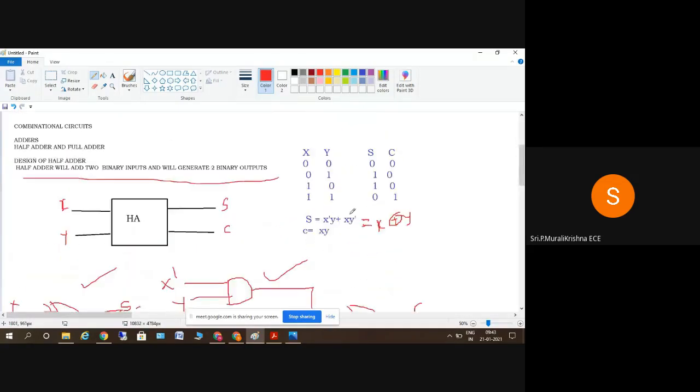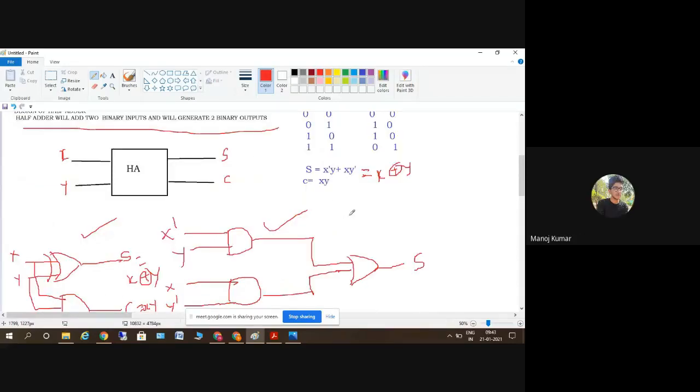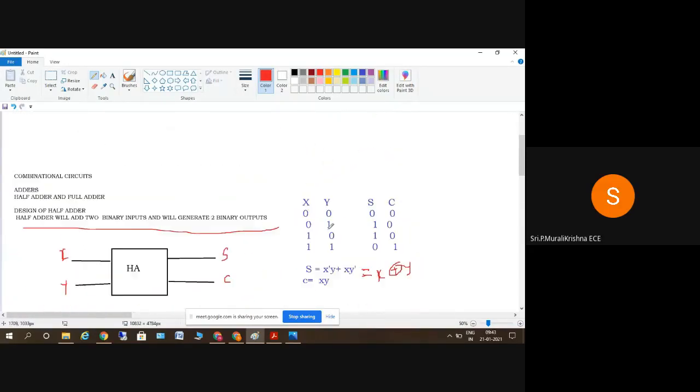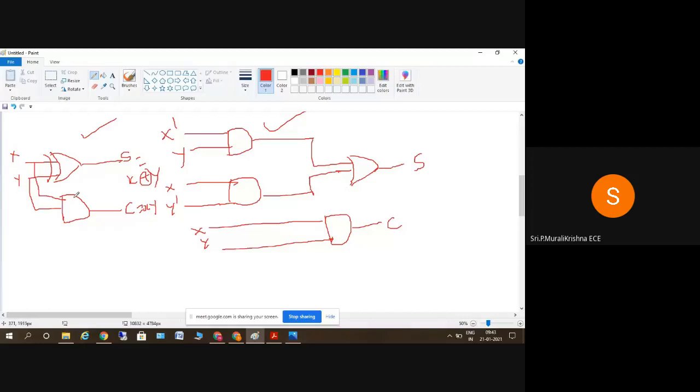Clear? Yes, sir. So this is the block diagram, this is the truth table, and this is one logic diagram, this is another logic diagram.